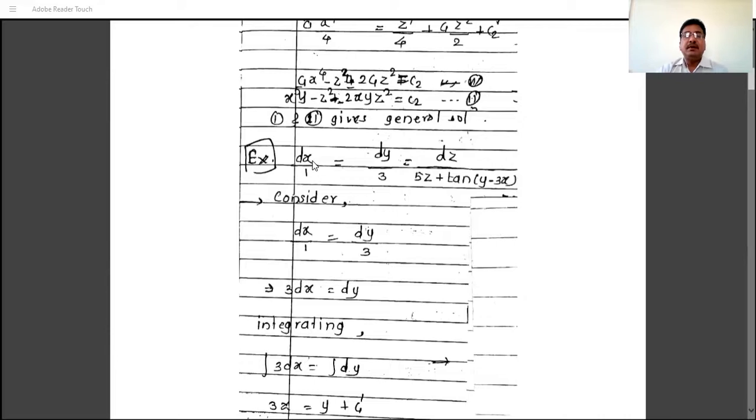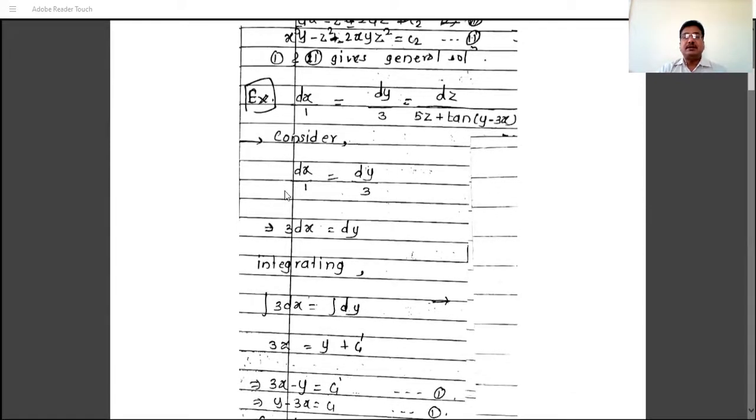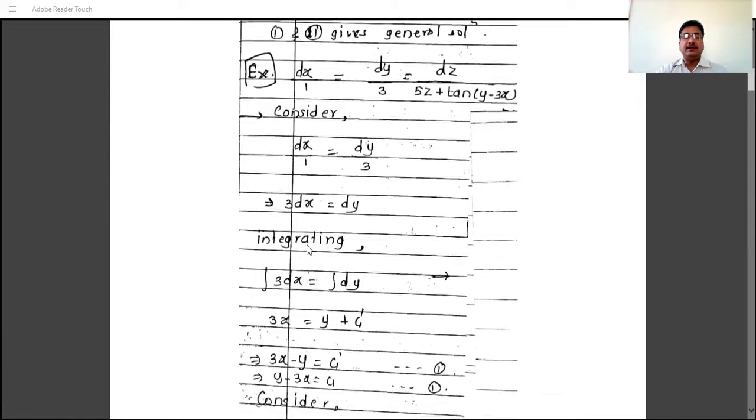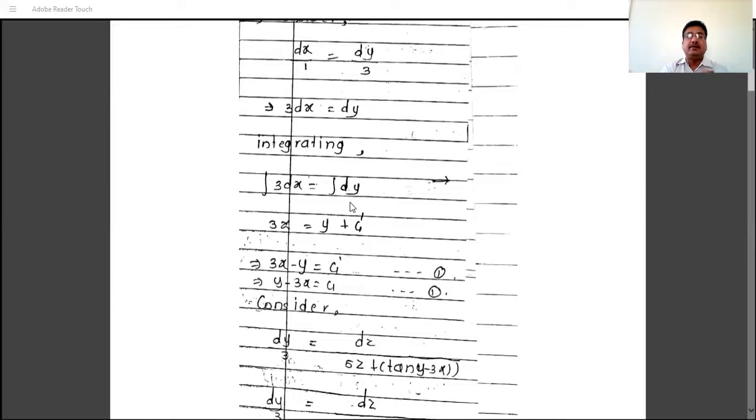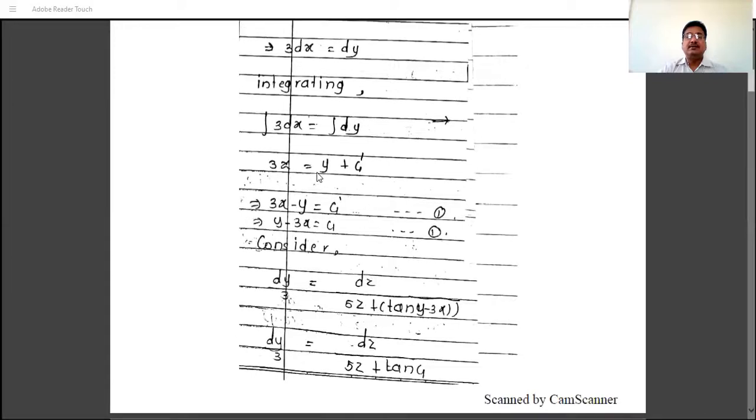The next example: dx/1 = dy/3 = dz/(5z + tan(y - 3x)). Consider first the first two ratios, dx/1 = dy/3. Then 3 dx = dy, which is in variable separable form. Integrating, the integral of 3 is 3x, the integral of dy is y, plus a constant of integration, c1 dash or c1.